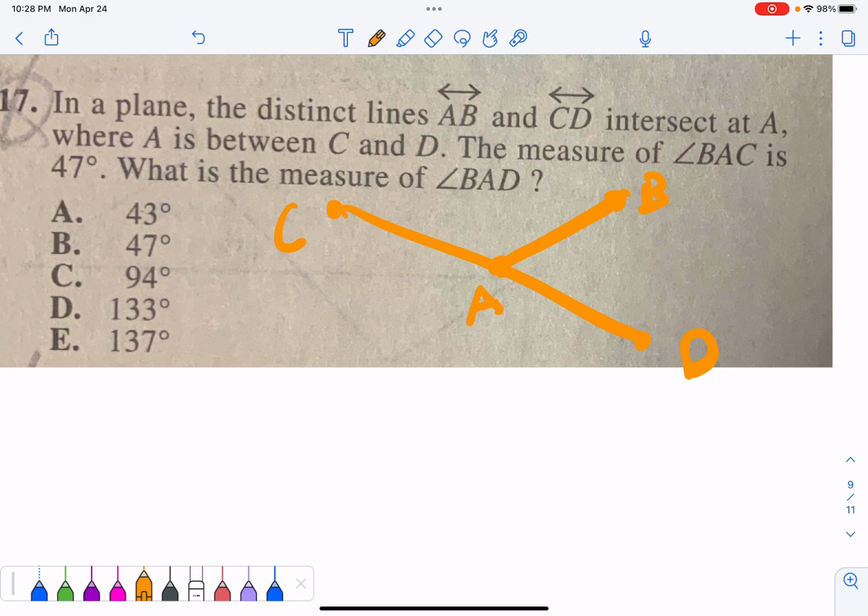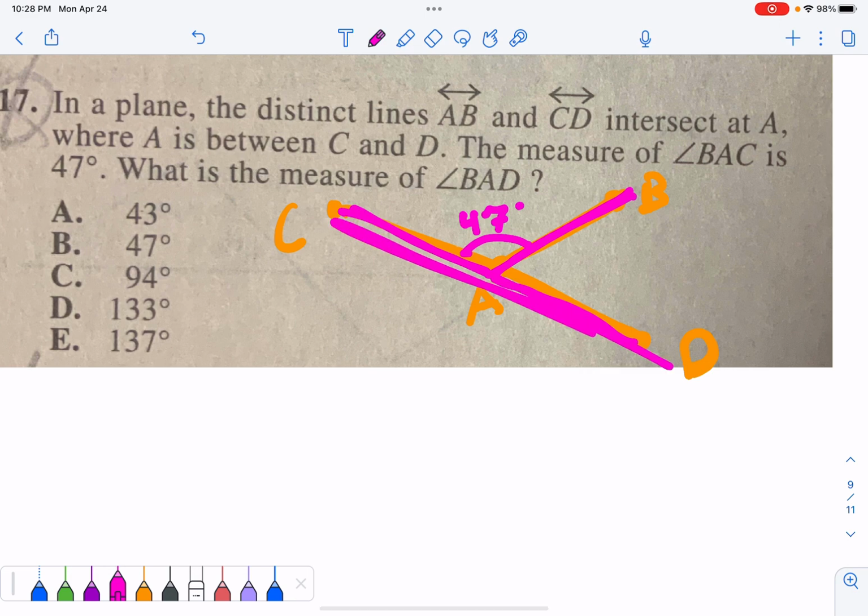The measure of BAC, this guy right here, is 47 degrees. Wow, I really drew this wrong, but it's fine. It doesn't matter. What is the measure of BAD? Well, I know that if this is a line right here, that this angle and this one have to add up to be 180. Okay, so even though I obviously drew this going the wrong direction, BA should have gone this way to make that an acute angle. This angle and this angle should add up to be 180.